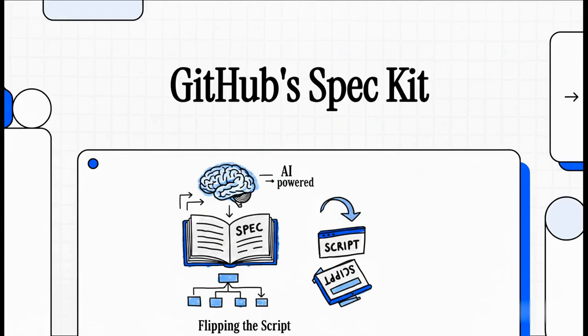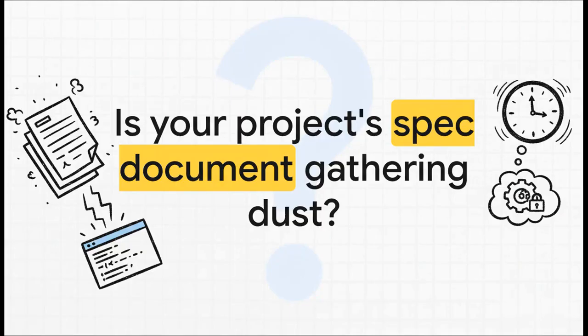So today we're diving into something really interesting, a brand new open source toolkit from GitHub called Spec Kit. And the promise here is huge. We're talking about completely flipping the script on how we build software, which could change not just our daily workflows, but maybe even what it means to be a developer. Let's get into it.